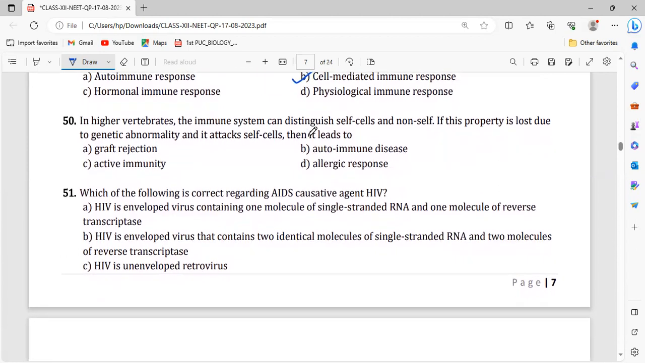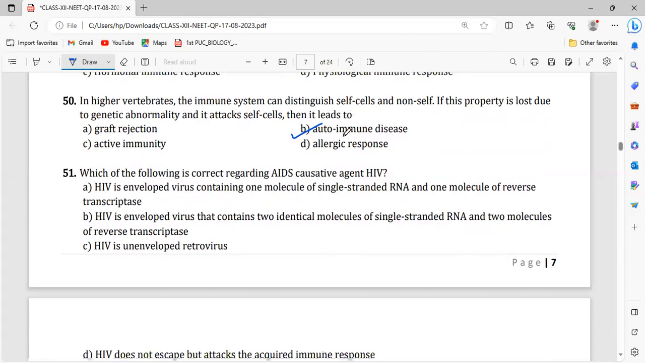In higher vertebrates, the immune system can distinguish self cells and non-self. This property is lost due to genetic abnormality and it attacks self cells. So this leads to, again, a direct question, a direct definition they have given: it is autoimmune disease. Auto means self. So our immune system is attacking our own self cells.